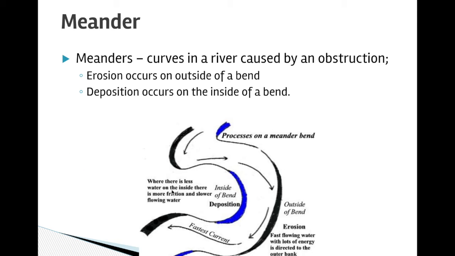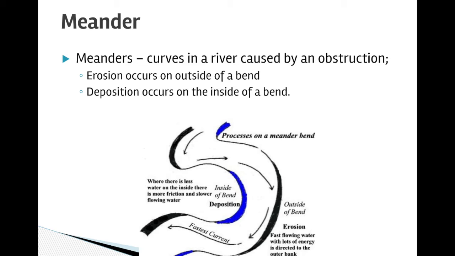So meander is when we start to see some curves in a river, and it's caused from obstruction. Obstruction means something's in the way. So if the door's closed and you're trying to go in your room, clearly that's an obstruction, so you can't get in your room. But once you open the door, you can get in, right?